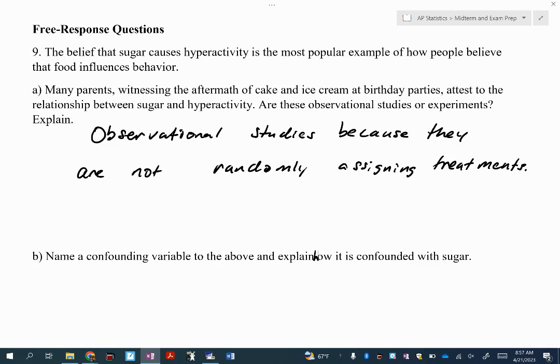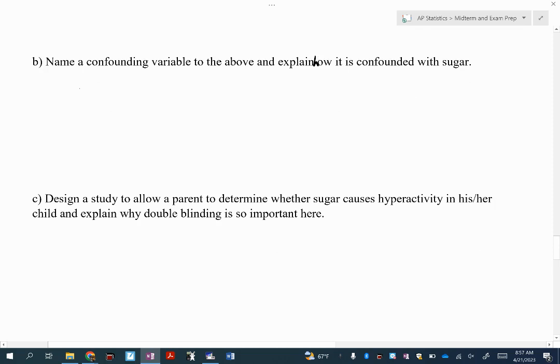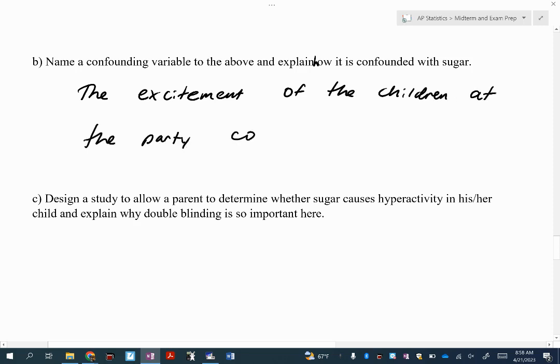So I'm going to say, and you could put quantity, Ezekiel. You can put age, Ricardo. I'm going to put the excitement of the children at the party could be a confounding variable. Essentially what I'm trying to say, guys, is if you think that a kid is hyperactive because of the sugar, maybe it's not because of the sugar. Maybe it's because they're just super excited to go hit somebody at Urban Air with whatever stuff they got there.